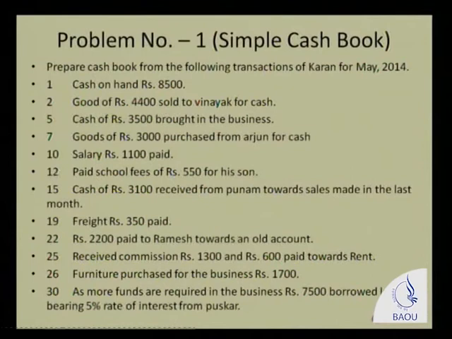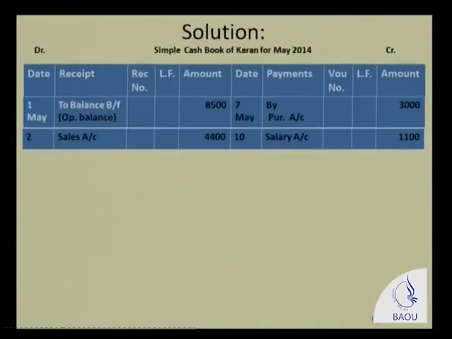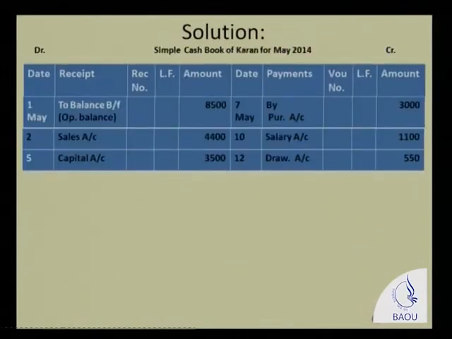Now see the third transaction: cash of rupees 3500 brought into the business. If you look at the amount brought into the business, it means someone has brought capital into the business.